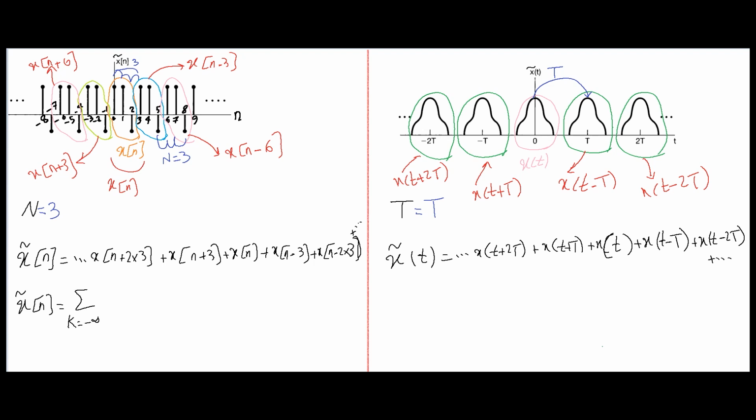In closed form, we can write a discrete time periodic signal as the summation from -infinity to +infinity of x[n - kN], where N is the period. Similarly, for continuous time signals, we can write the summation from -infinity to +infinity of x(t - kT), where T is the period.